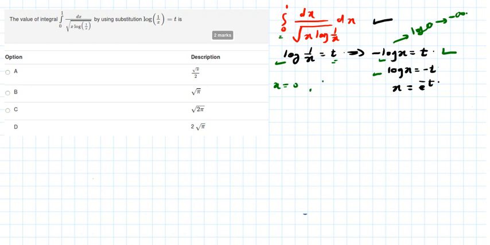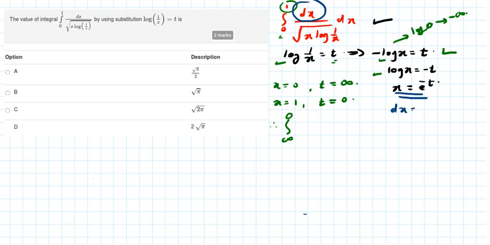So when x is 0, t is infinity, and when x is 1, log 1 is equal to 0, so t will be 0. Therefore there is a change in limits: the limits will change from infinity to 0. Also we can find dx using this equation. So dx will be minus e raised to minus t dt.